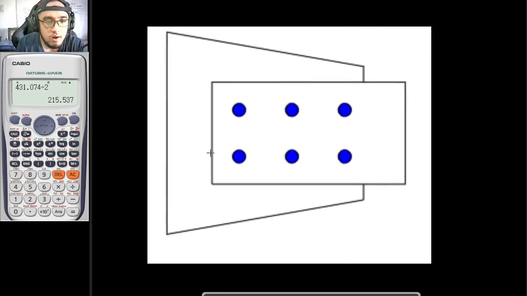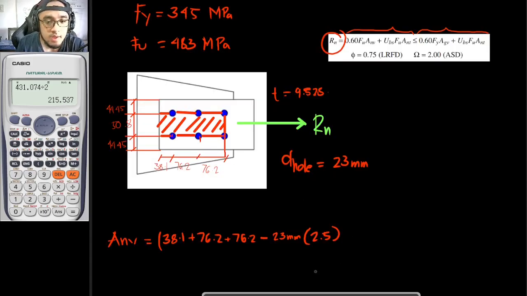Your block shear area is to be this one right here, and there. So it would be this one right here, here, and just 1/2 of this. So this is to be the one that you would be subtracting. That's why it is 2.5 and not 3. So that is your A and V.